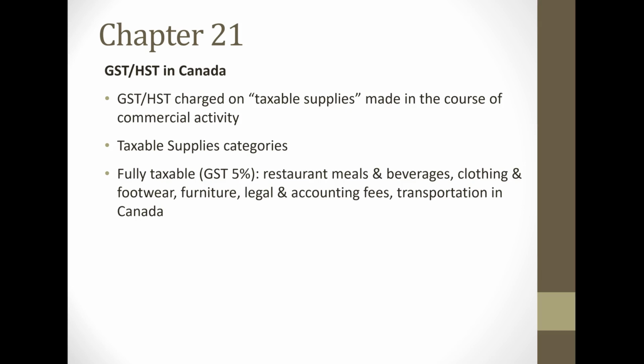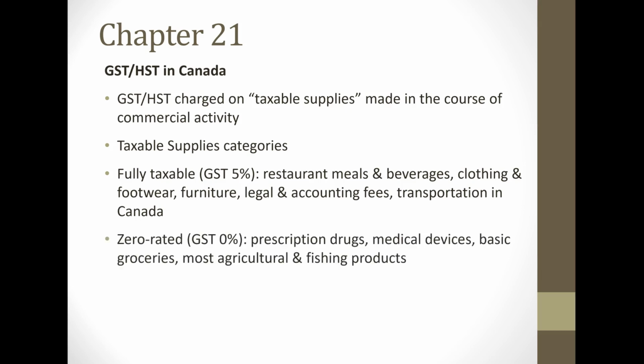So restaurant meals and beverages, clothing and footwear, furniture, legal and accounting fees, transportation within Canada, GST is charged at the full 5%. These are known as fully taxable supplies. Now there's another category of taxable supplies that are charged 0% GST. These are known as zero-rated supplies. These include prescription drugs, medical devices, basic groceries, and most agriculture and fishing products. So zero-rated are also taxable supplies, but they're taxed at a zero rate of GST.